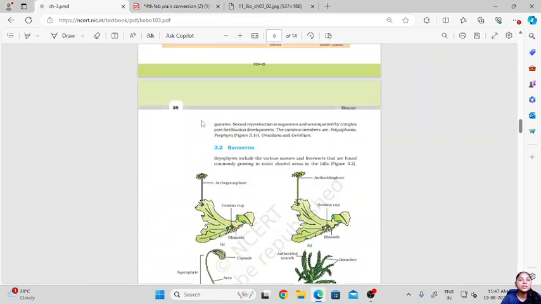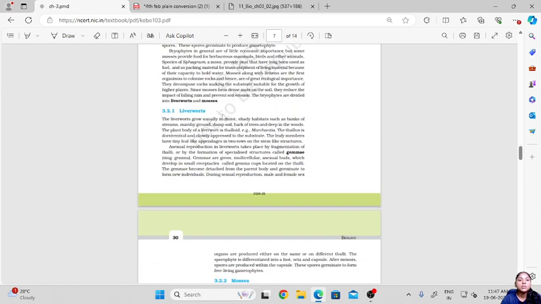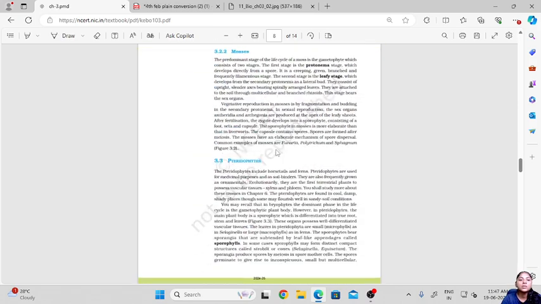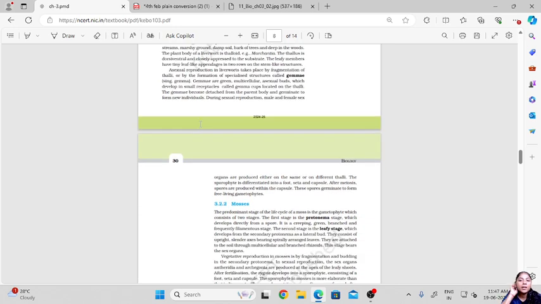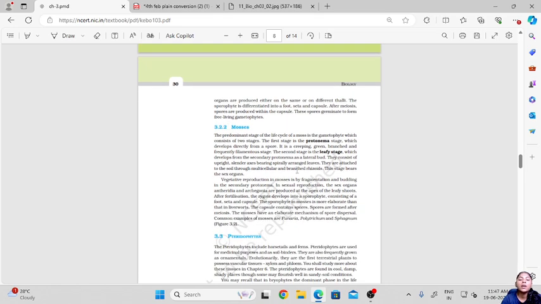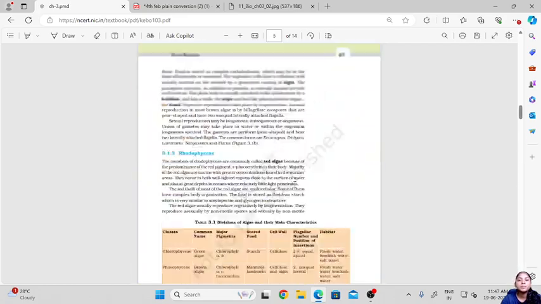Now let us see some of the types of bryophytes. So they are divided into three types, the liverworts, the mosses. In liverworts we normally have organisms like Riccia and others. Then in mosses we have Sphagnum, Funaria and all that. We will learn about this in detail in the next class.